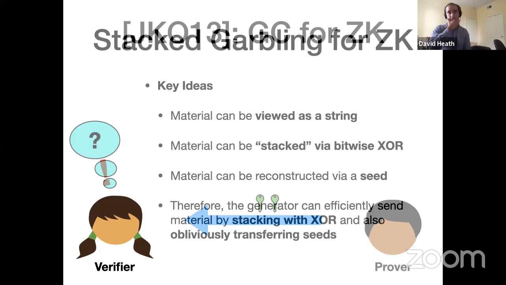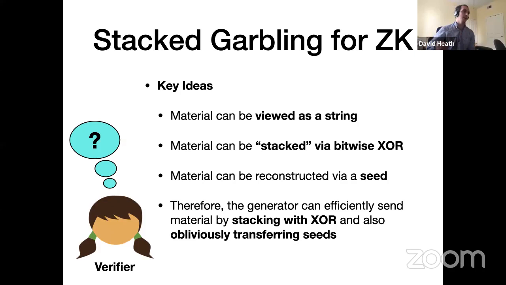So this was stacked garbling for zero knowledge. Again, going back over some of the key ideas, it was about viewing circuit material, these encryptions of gates, as nothing more than strings which we can manipulate using bitwise XOR. In addition, we looked at using pseudo-random seeds as compact representations, and I showed this simple idea that you can send a seed from Alice to Bob in the case for the unevaluated conditional branches.